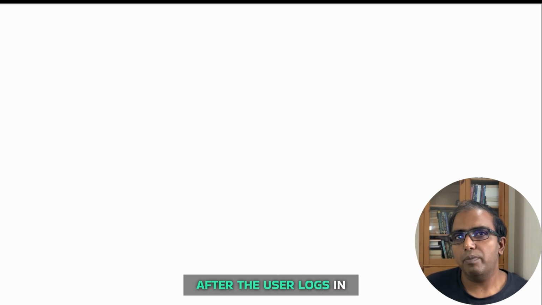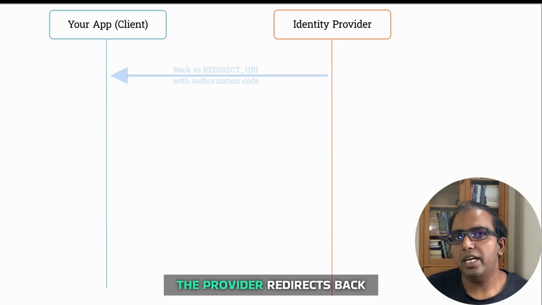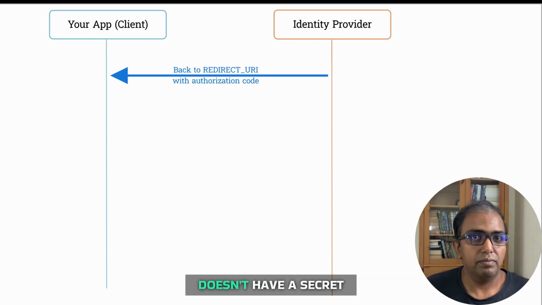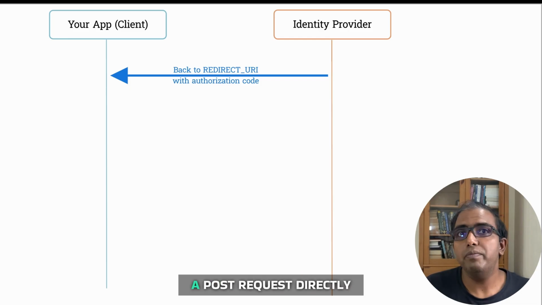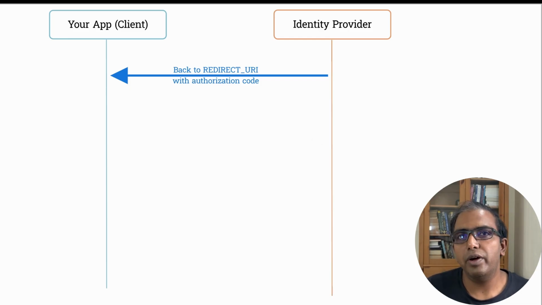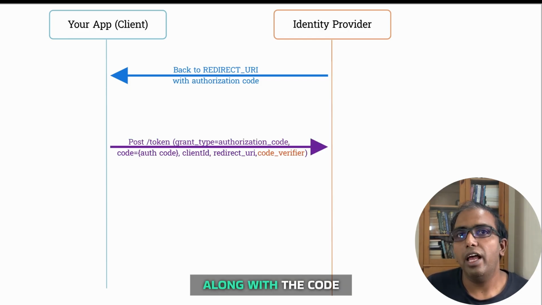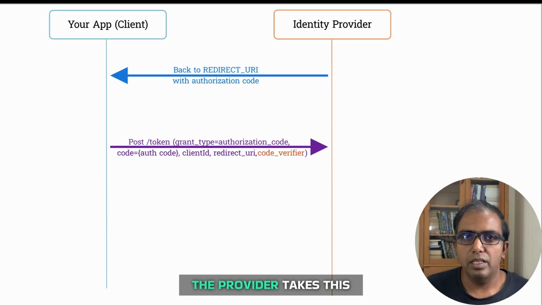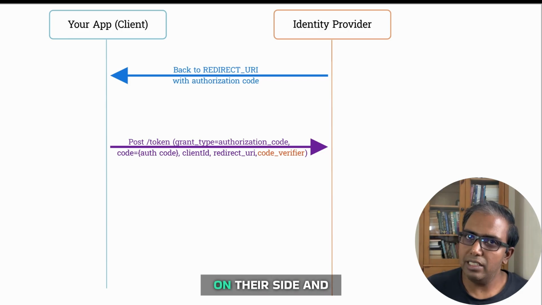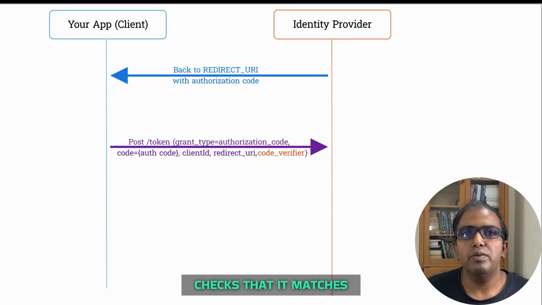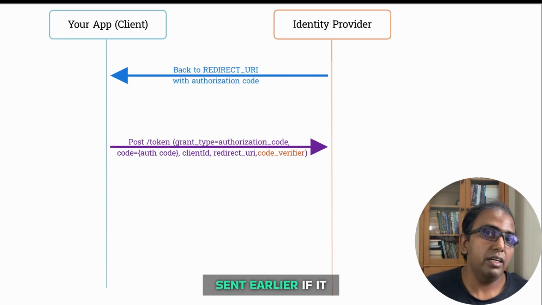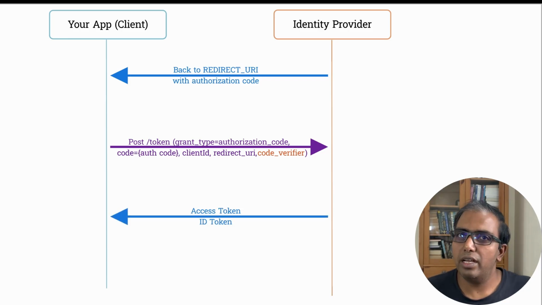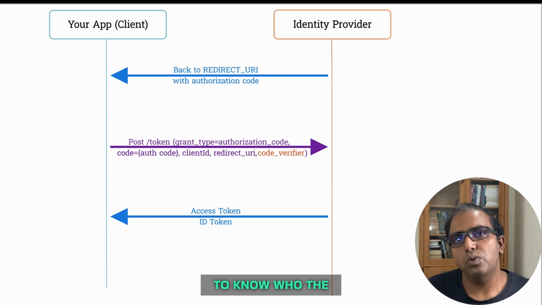After the user logs in and approves the consent if needed, the provider redirects back to the app with an authorization code. Now your front end doesn't have a secret, so it makes a POST request directly to the token endpoint, sending the authorization code along with the code verifier. So instead of the client secret, it is sending the code verifier. The provider takes this code verifier, hashes it on their side, and checks that it matches the code challenge you sent earlier. If it matches, they send back tokens. The access token, so you can access APIs, and the ID token to know who the user is.